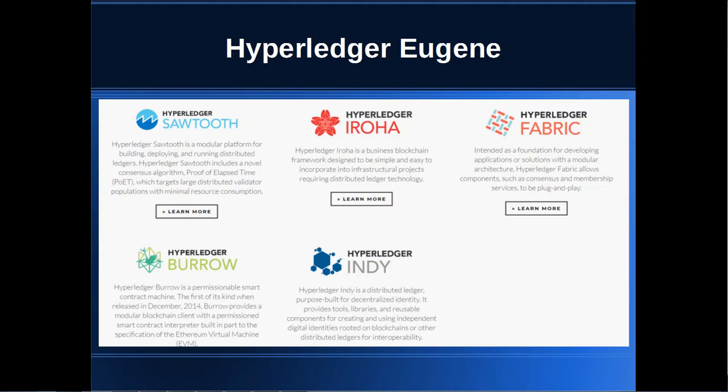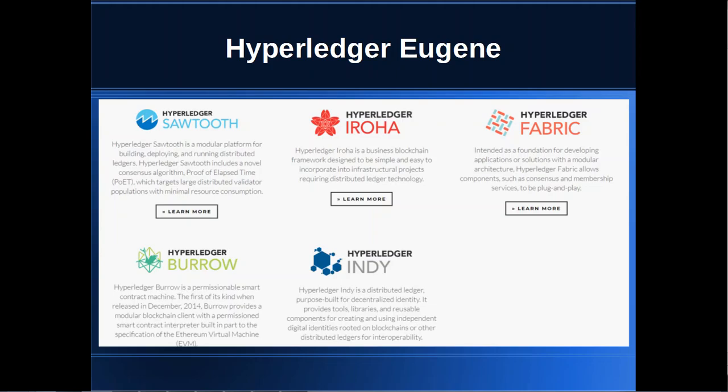Cryptocurrencies, blockchains, distributed ledgers, and so on. So Iroha, as I was saying, is a project that's more aimed at mobile distributed ledgers. Fabric we're going to talk about in more detail shortly. HyperLedger Burrow, a main feature of that is you can run the Ethereum virtual machine in Burrow.